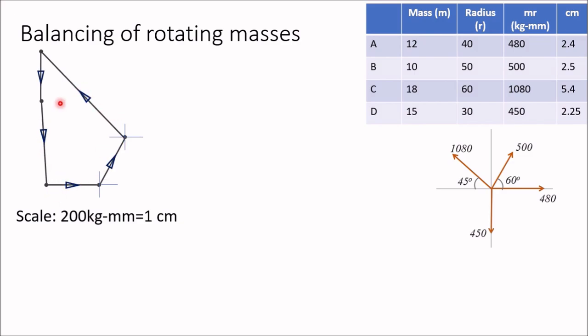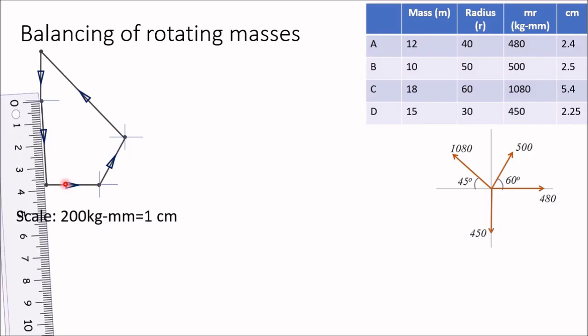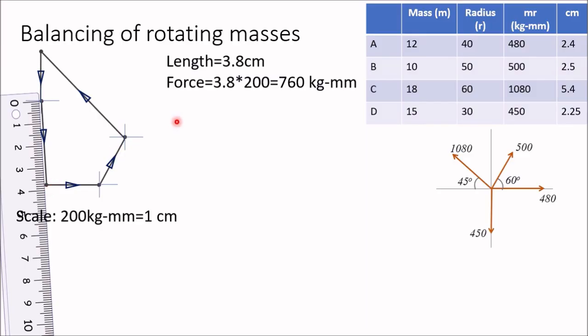By using these forces, this entire system will be in equilibrium, or will be balanced. So this is our balance mass, balance force. This balance force you can determine: take this length, 1, 2, 3, and approximately 3.8 you are getting. So you are getting a 3.8 centimeter length. So force is equal to 3.8 centimeter into this scale 200 kg mm. So 3.8 into 200, that is 760 kg mm you are getting. So this is your balance force.